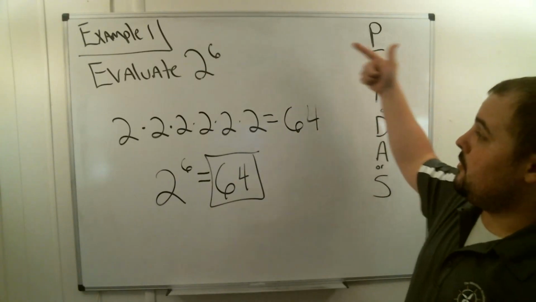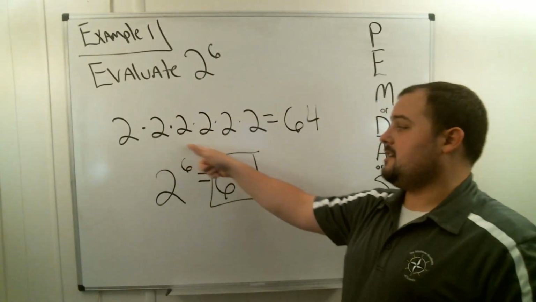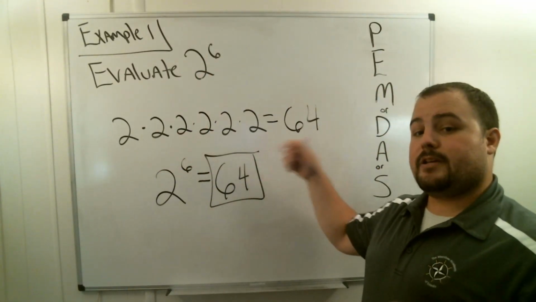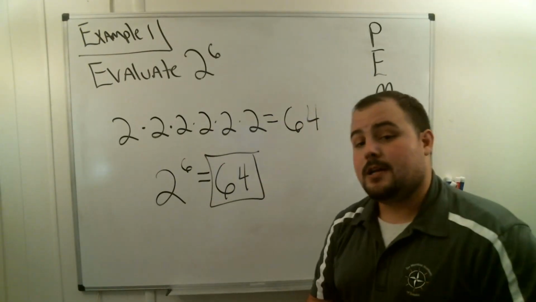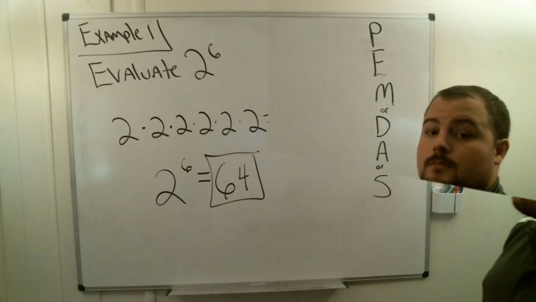We did get rid of the exponent. We took the exponent away and made it expanded form. Then we solved based on the rules of PEMDAS. If everybody does this the same way, we'll all get the same answer. Let's go ahead and go to our next problem.